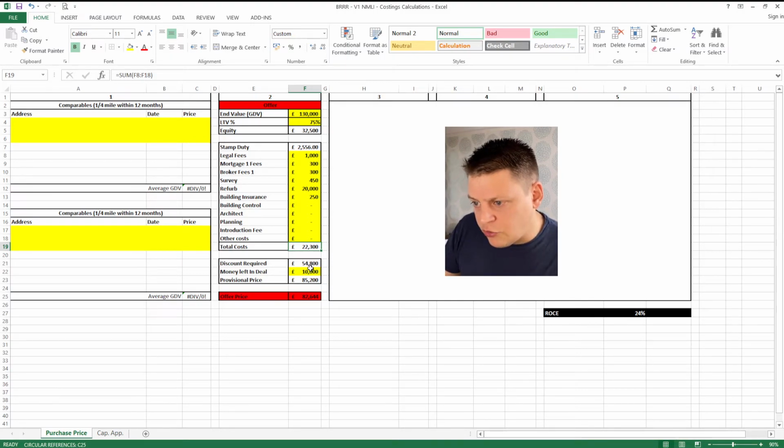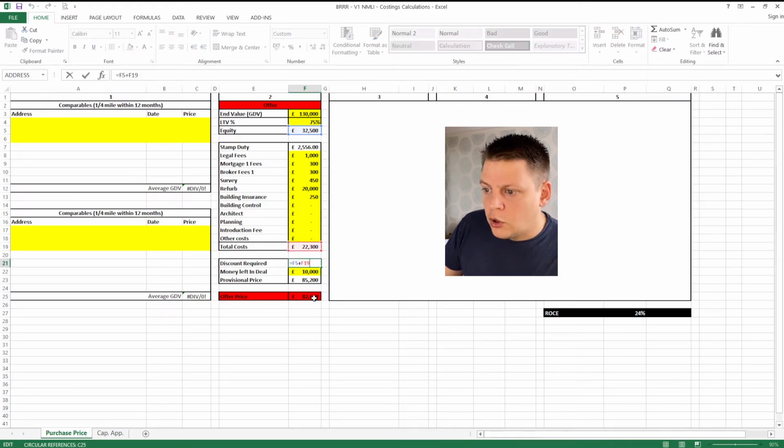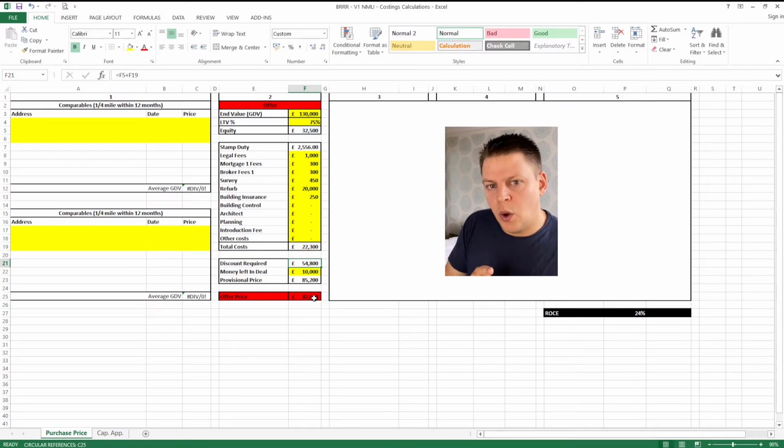Now we move down to this section and we get the discount required, which is the combination of the equity, £32,500 of equity, and the cost we've just calculated, £22,300. And when I say discount required, it's the discount from the gross development value. So this is £54,800 from the £130,000 that we started with.